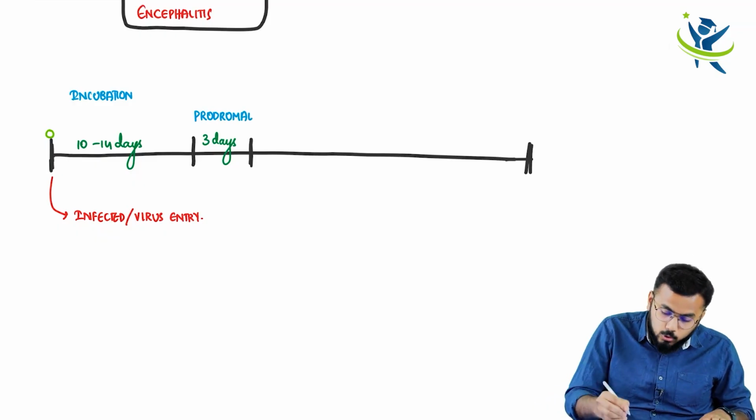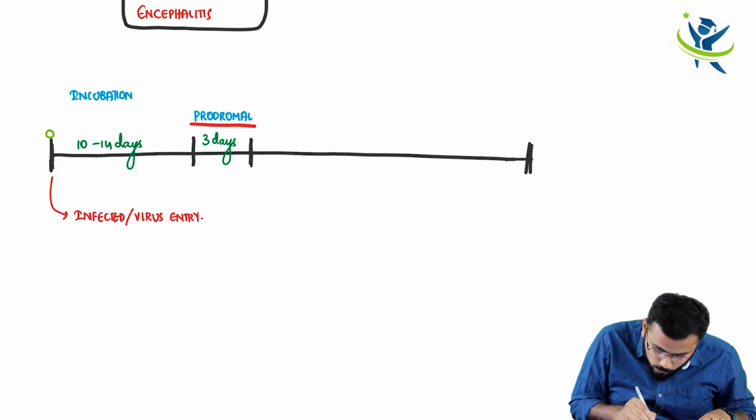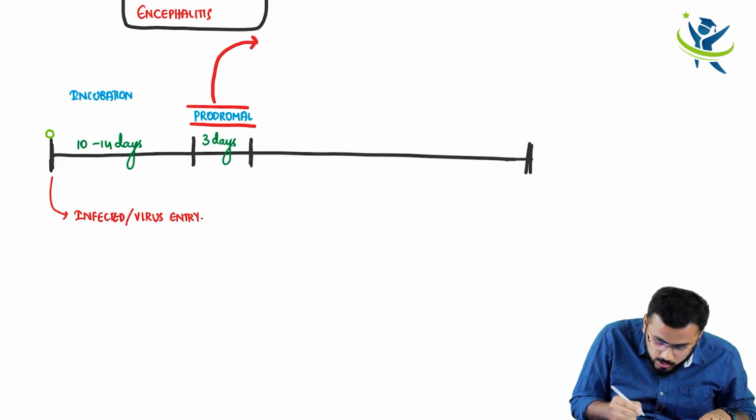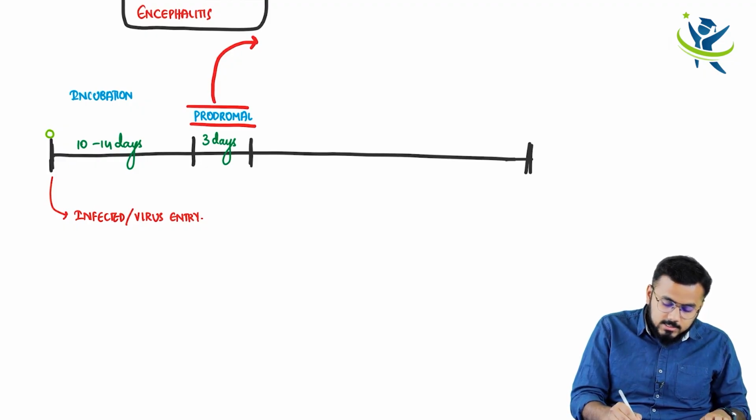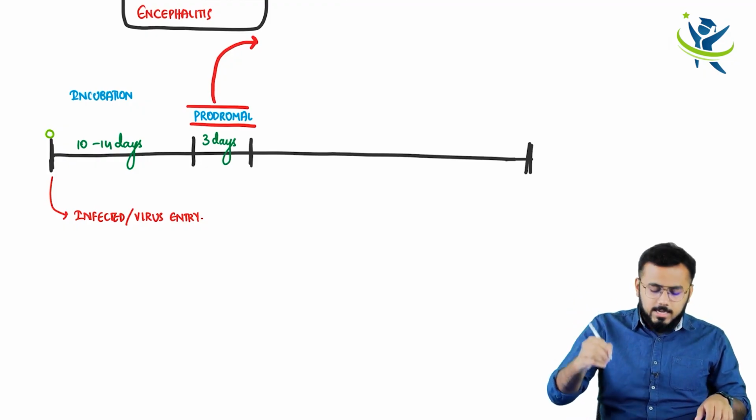That phase you call as the prodromal phase, right? So this is your prodromal phase. In your prodromal phase, you're going to find three important symptoms, CCC. What is this CCC? CCC stands for cough, coryza and conjunctivitis.